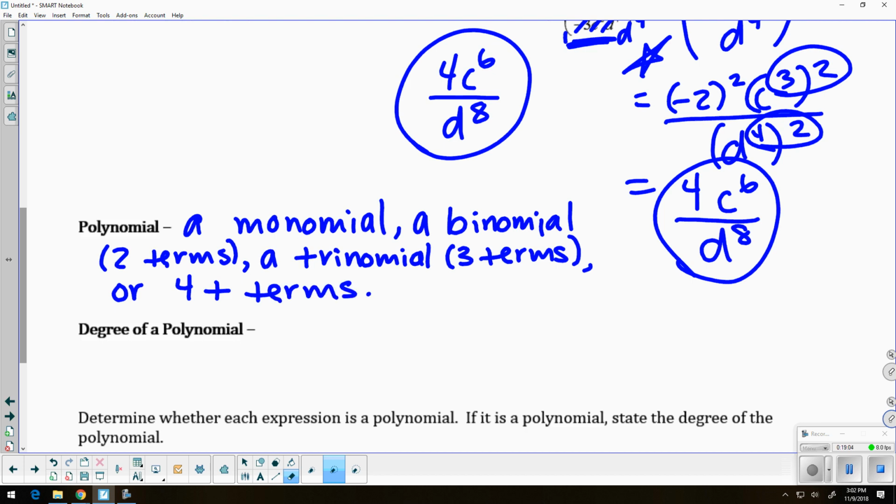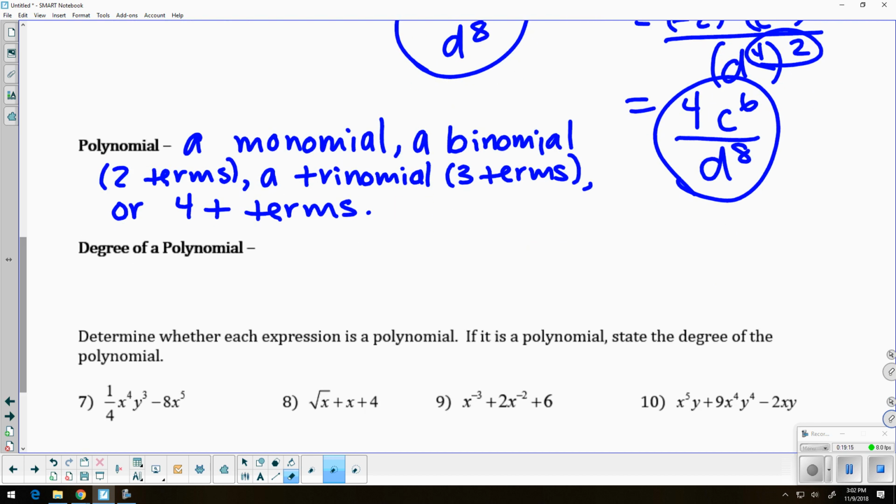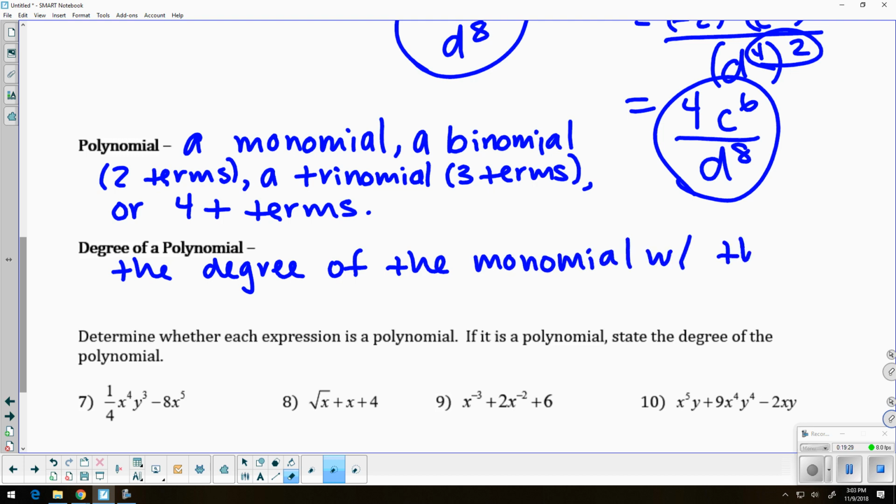If you have 4 or more terms, it's definitely a polynomial. But a monomial, mono just means 1. Binomial means 2. Trinomial means 3. But if you have 4 or more terms, then it's definitely a polynomial. And if you want to find the degree of a polynomial, the degree of the polynomial is going to be the degree of the monomial with the highest degree. That determines the degree of the polynomial. Whichever monomial in that polynomial has the highest degree, that's going to determine the degree of the entire polynomial.